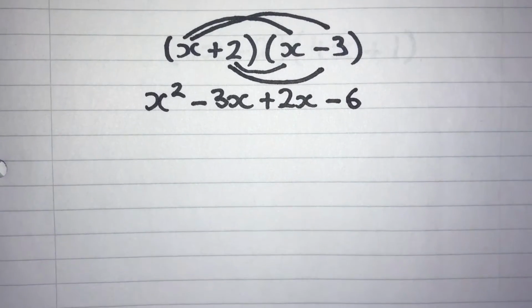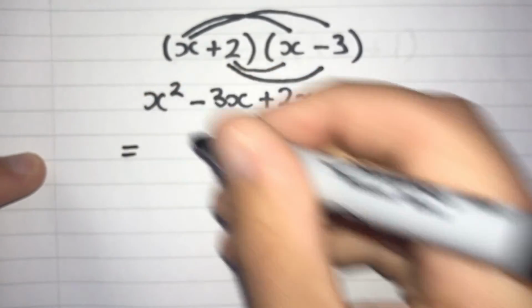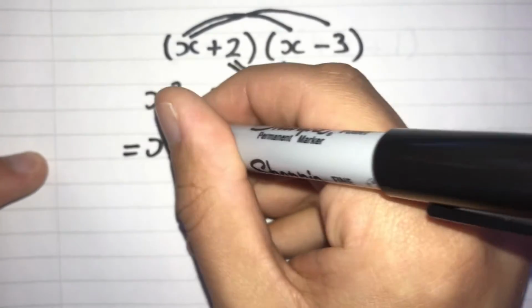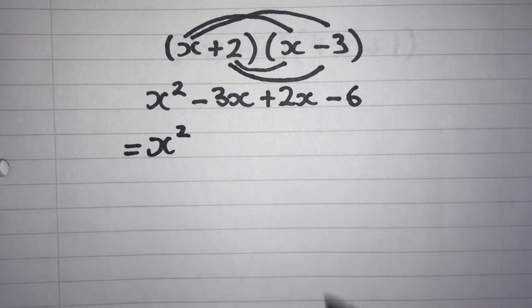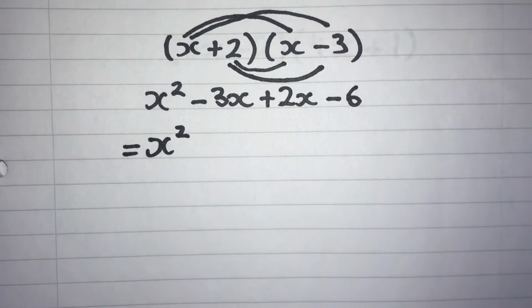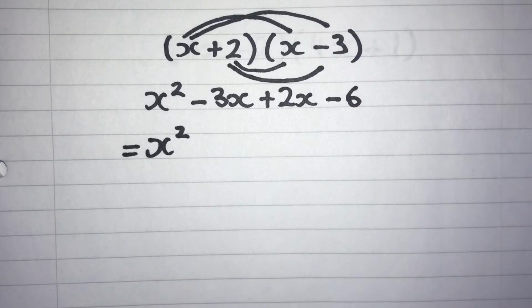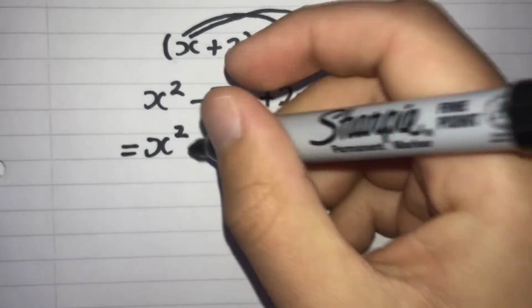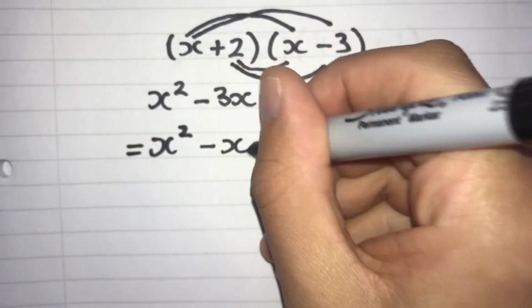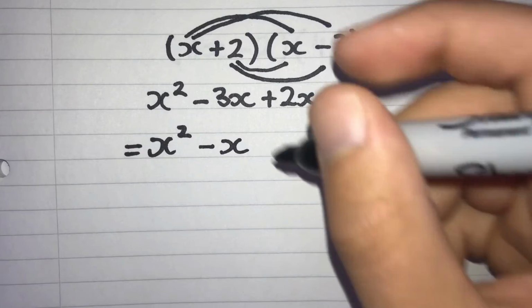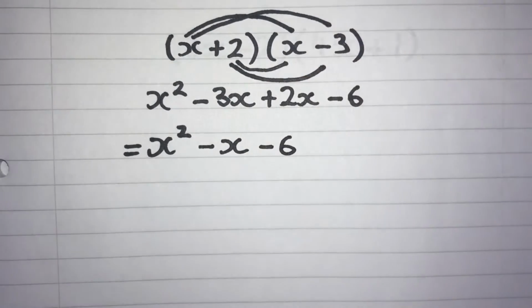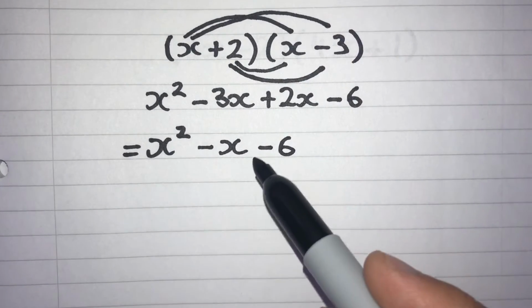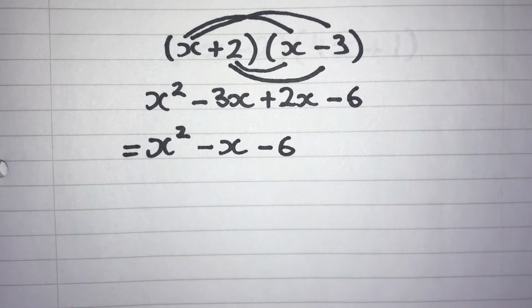So again, we've got to collect our like terms, where we've just got this x squared on its own. So we leave it as it is. Now we've got minus 3x plus 2x. Minus 3 plus 2, if we're starting at minus 3, we're going up 2. We end up at minus 1. So it'd be minus 1x, but remember we don't need to put that 1 in there, so we leave it as minus x. And then finally, we've got our minus 6 on the end. So our final answer is x squared minus x minus 6.